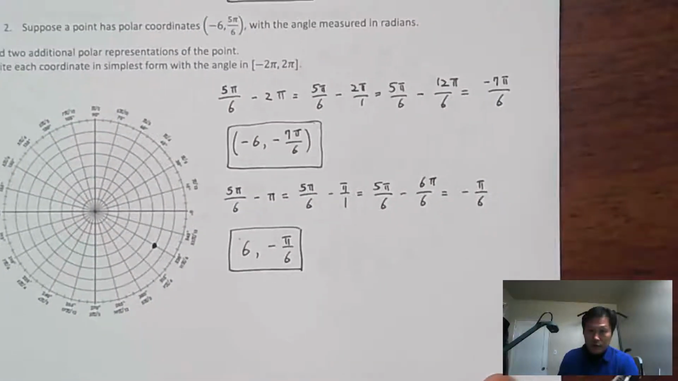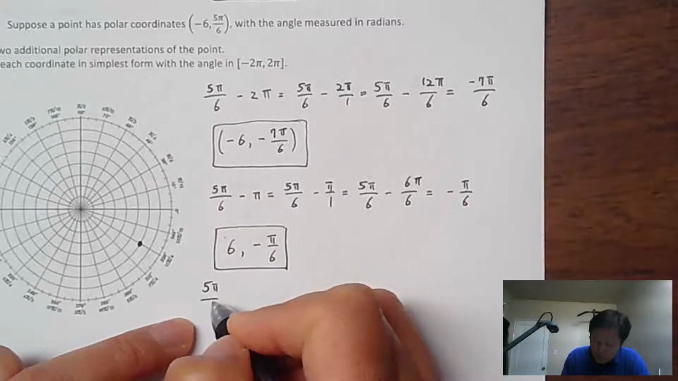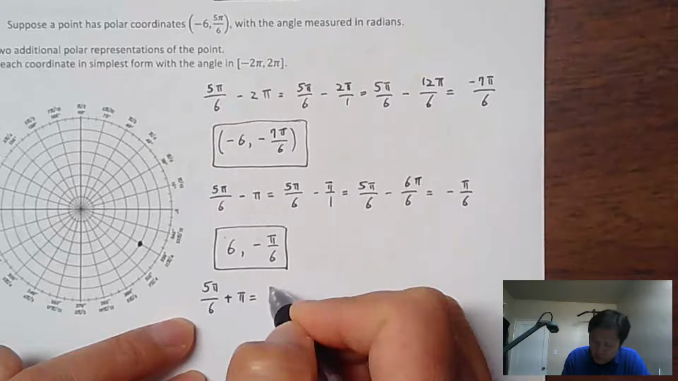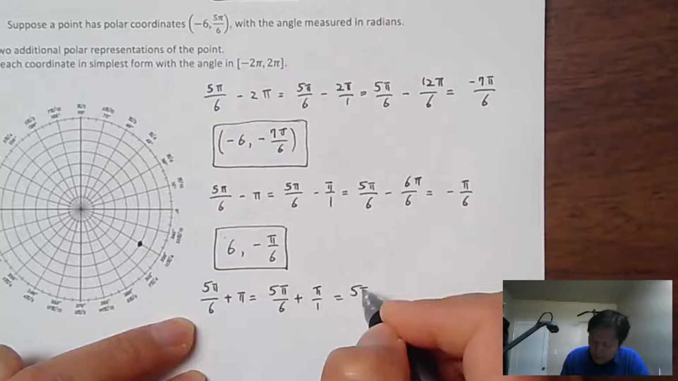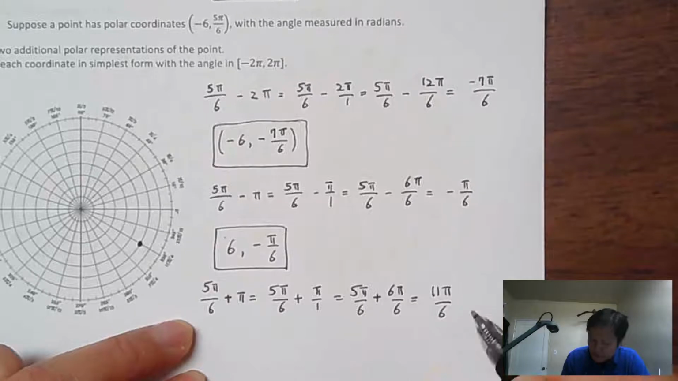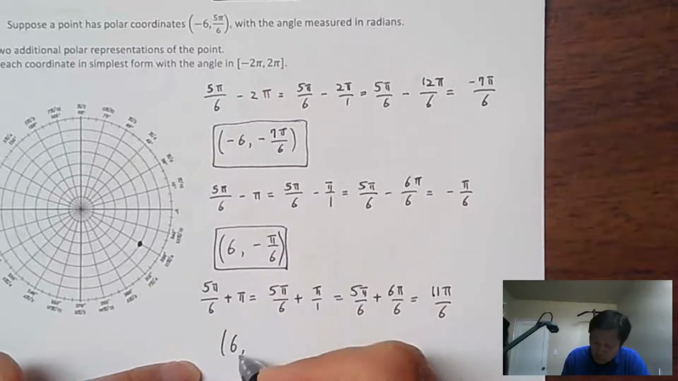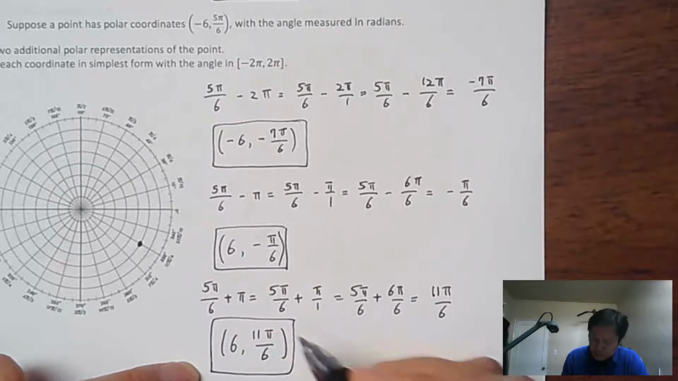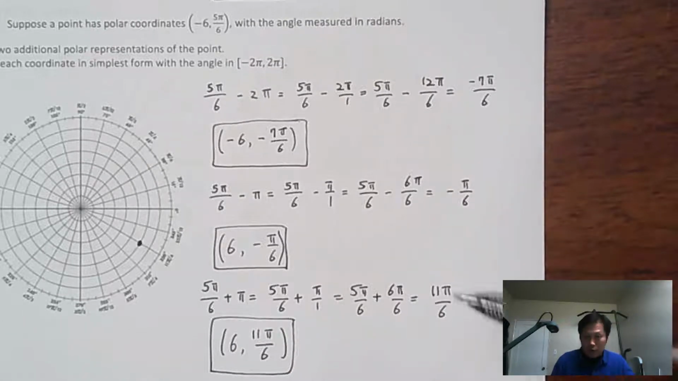And for this one, you could have done 5 pi over 6 plus pi, which is 5 pi over 6 plus pi over 1, 5 pi over 6 plus 6 pi over 6, 11 pi over 6. So you could have done 6 comma 11 pi over 6. So any 2 of those 3 will be correct answers.